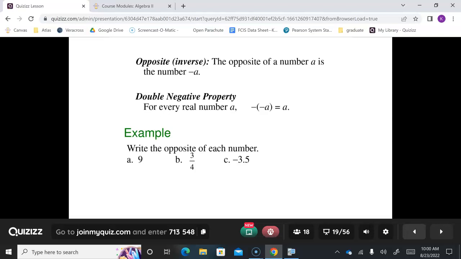So the difference between opposite and absolute value, you need to be able to distinguish between the two. Absolute value is always positive. Opposite, also called inverse, we will switch the sign. If it's positive, make it negative. If it's negative, make it positive.